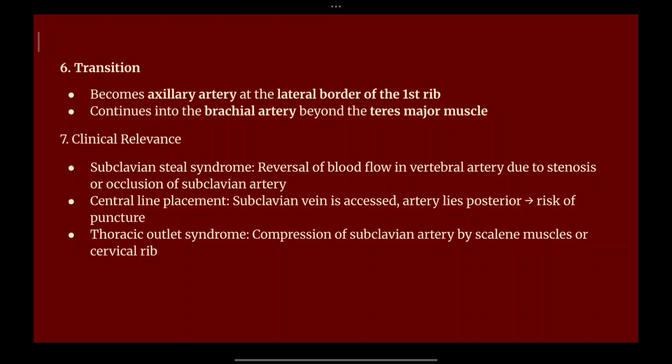Now, thoracic outlet syndrome. Here, the compression of the subclavian artery by the scalene muscles or the cervical rib can cause thoracic outlet syndrome. That is, the arteries branching out from the subclavian artery are being compressed by the scalene muscles or the cervical ribs.